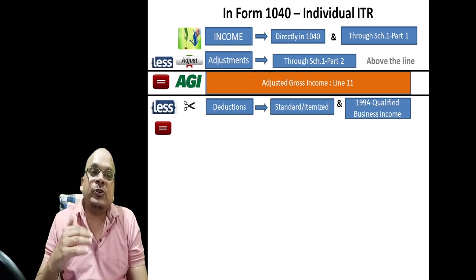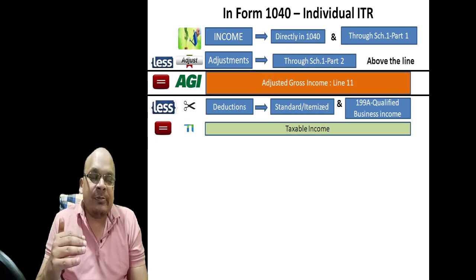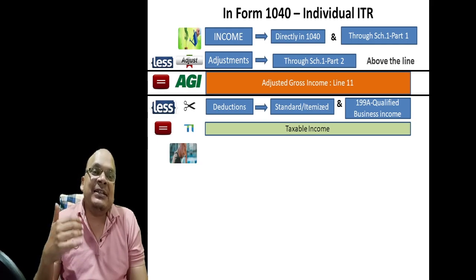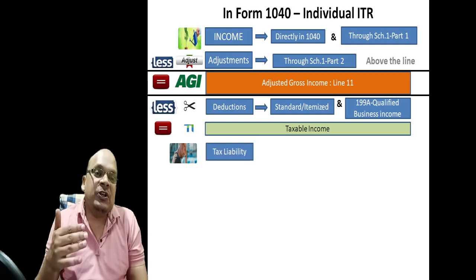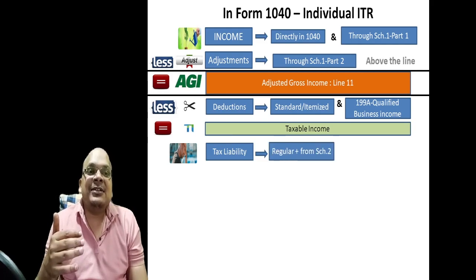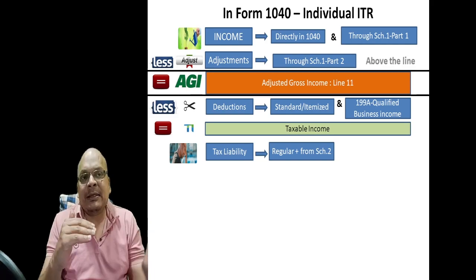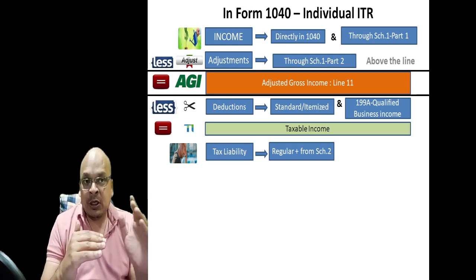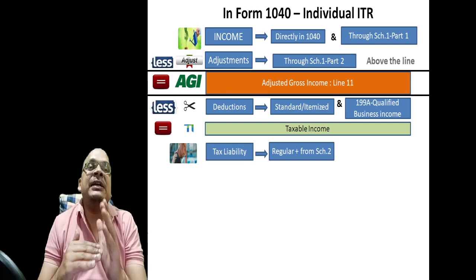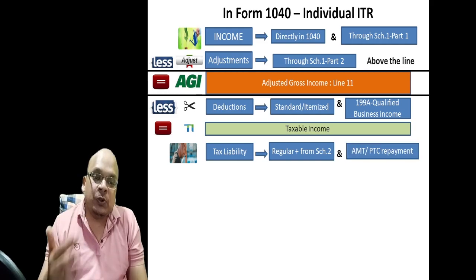Then, after these deductions, what you will get is, of course, the taxable income, right? To this taxable income, what we did was we applied the annual tax rate as per the slabs applicable for the particular tax year, and we get the gross tax liability, right? This tax liability is shown on the face of 1040, and certain other taxes payable due to other laws and provisions, which are not directly related to the taxable income, are also shown in Schedule 2, right?